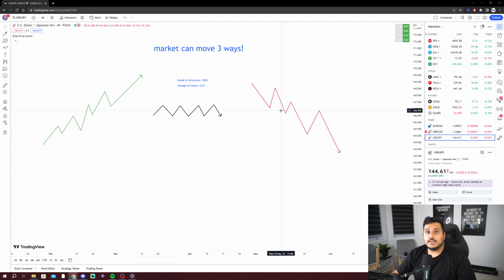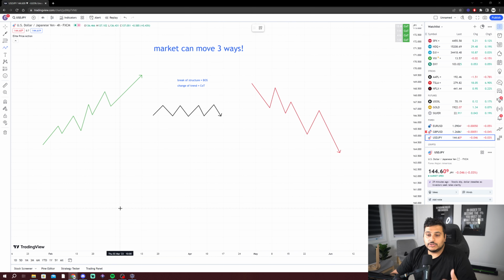Next, guys, is a bearish market. A bearish market is when the price creates a lower low, goes up a little bit, then creates another lower low, and then a lower high. This is very important. And as we can see, guys, it's moving in a downwards position.